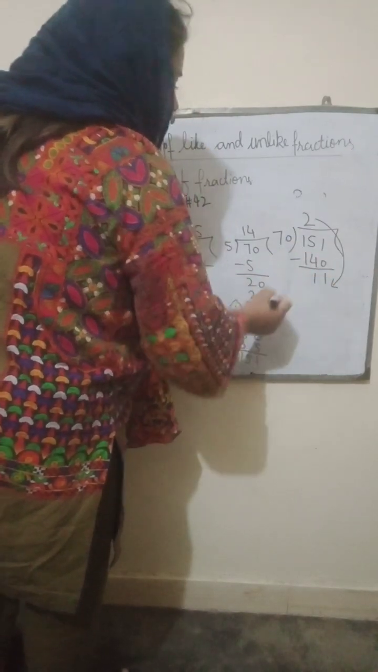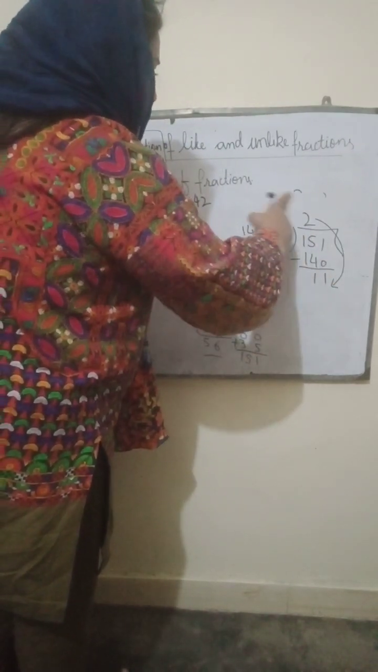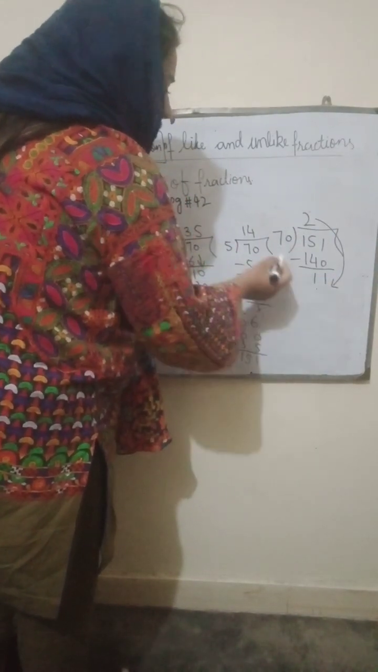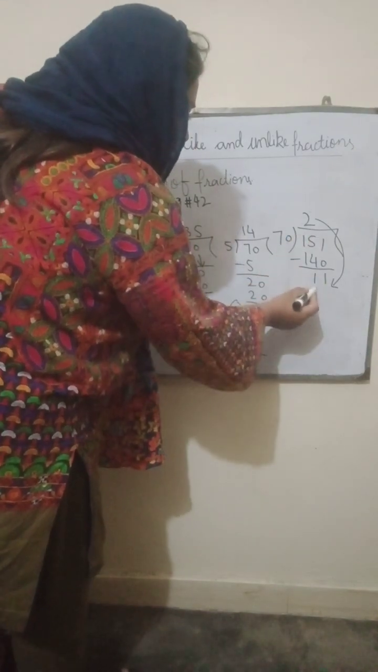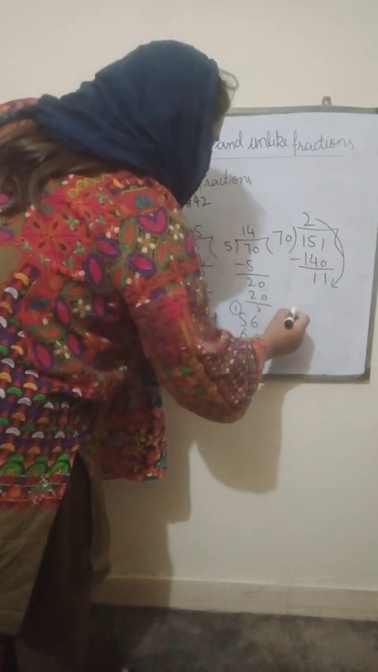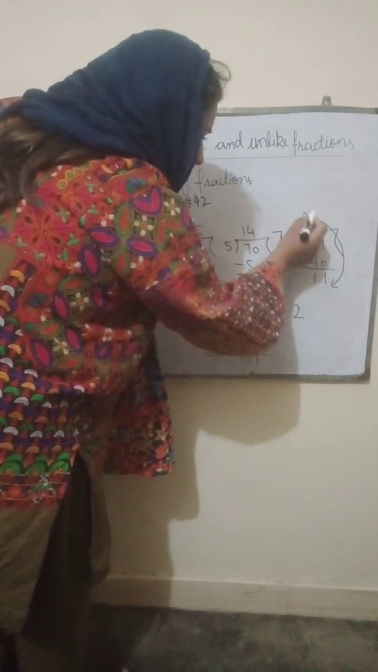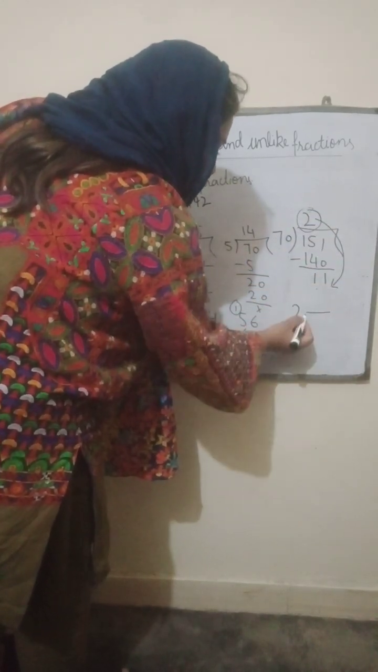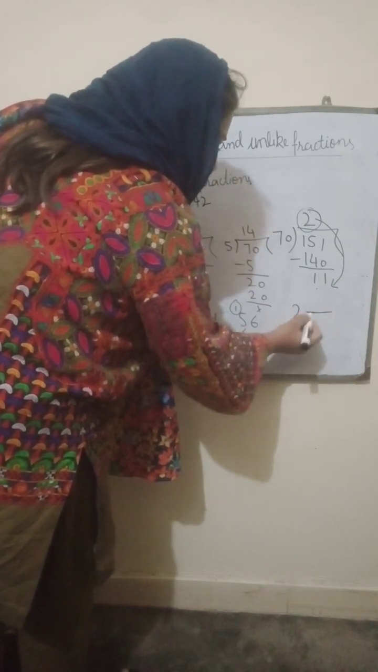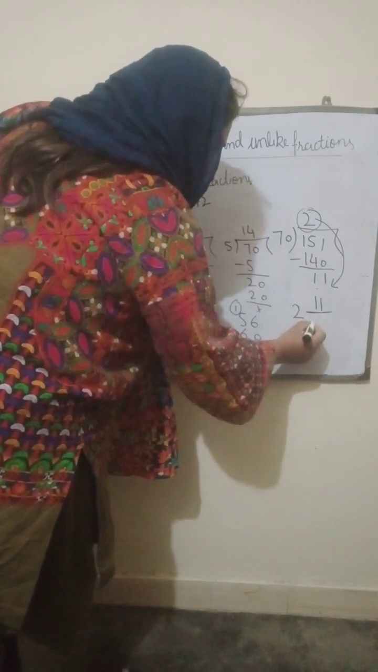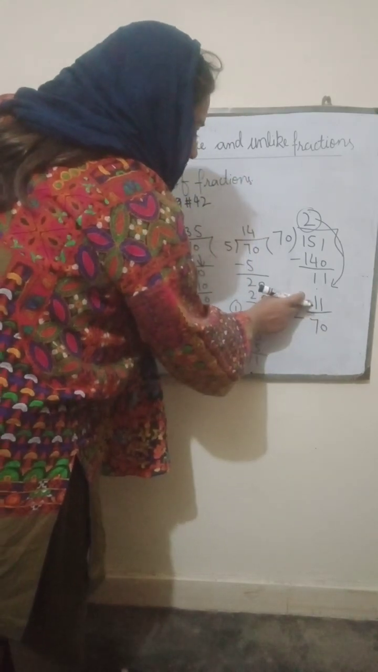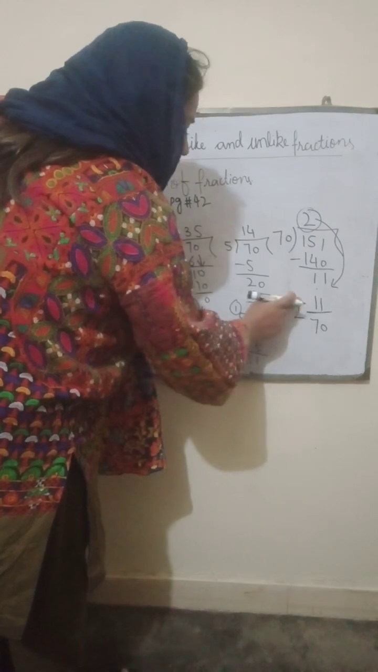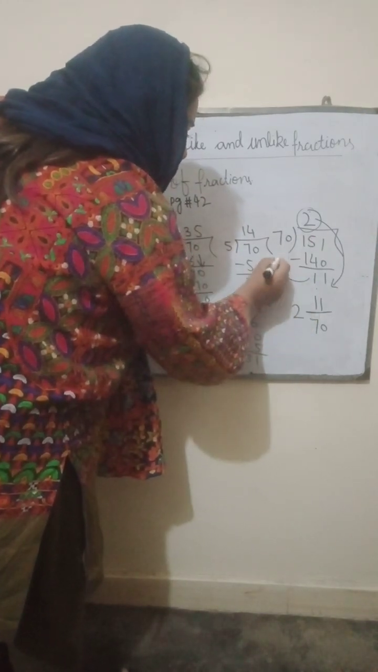Now you have to move the circle like this, from the quotient to the remainder to the divisor. Quotient, remainder, divisor. So 2 whole, 2 is the whole number. Then you have to draw a line in the middle like this, 11 over 70. Now the numerator is less than the denominator and we have separated the whole number. So 2 whole 11 over 70.